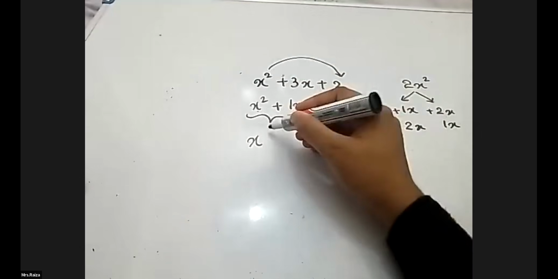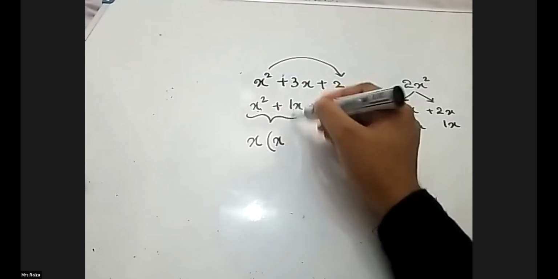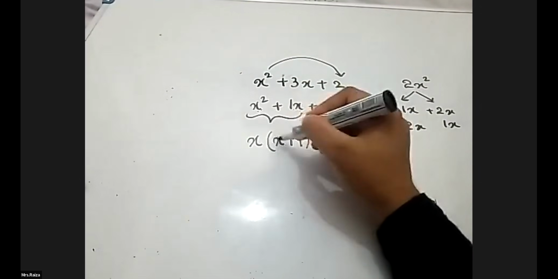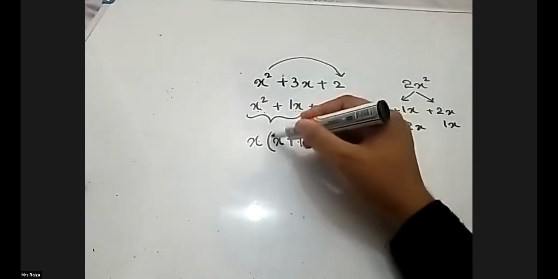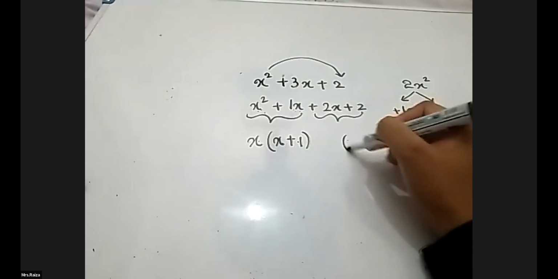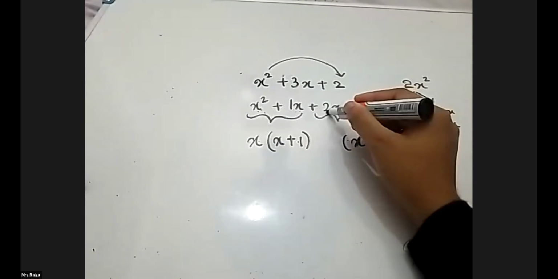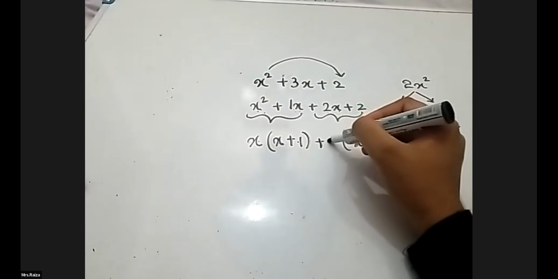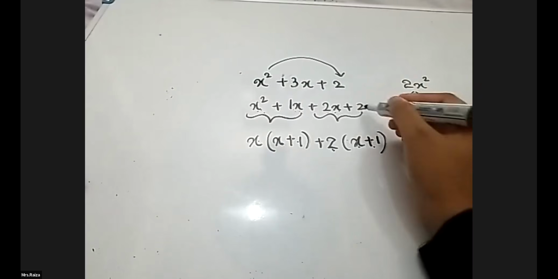X is common. If you want x squared, you have to take another x inside the bracket. If you need 1, you have to put 1. X into x is x squared. X into 1 is x. The same thing you wrote inside this bracket, you bring to this bracket also. After that, look at this. You want 2x, that means you need 2 outside. 2 into x is 2x. 2 into 1 is 2.